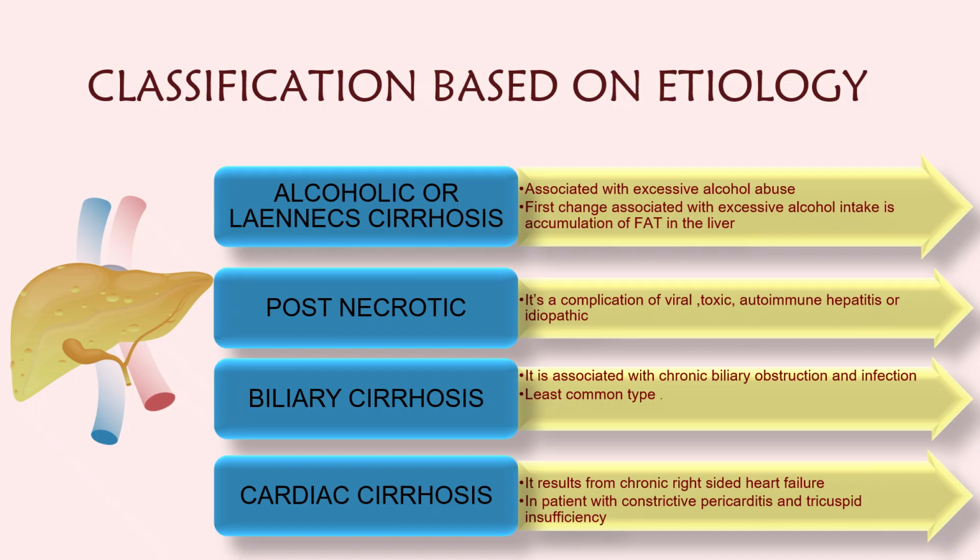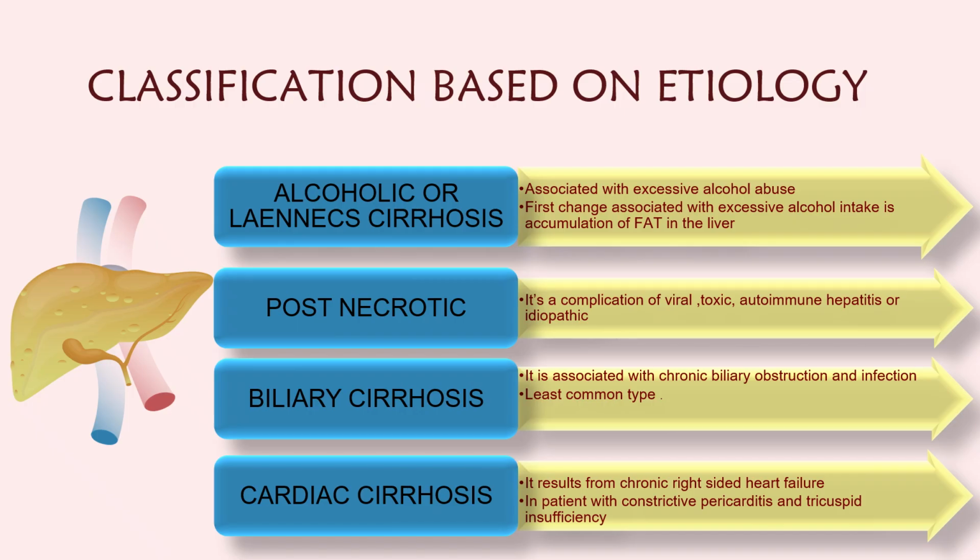The next is the post-necrotic, that is after the necrosis has already happened. Why we call it post-necrotic is because it is due to the complication of a viral, toxic, or autoimmune hepatitis, or an idiopathic condition. What do you mean by idiopathic? Idiopathic is anything that does not have a particular or specific cause.